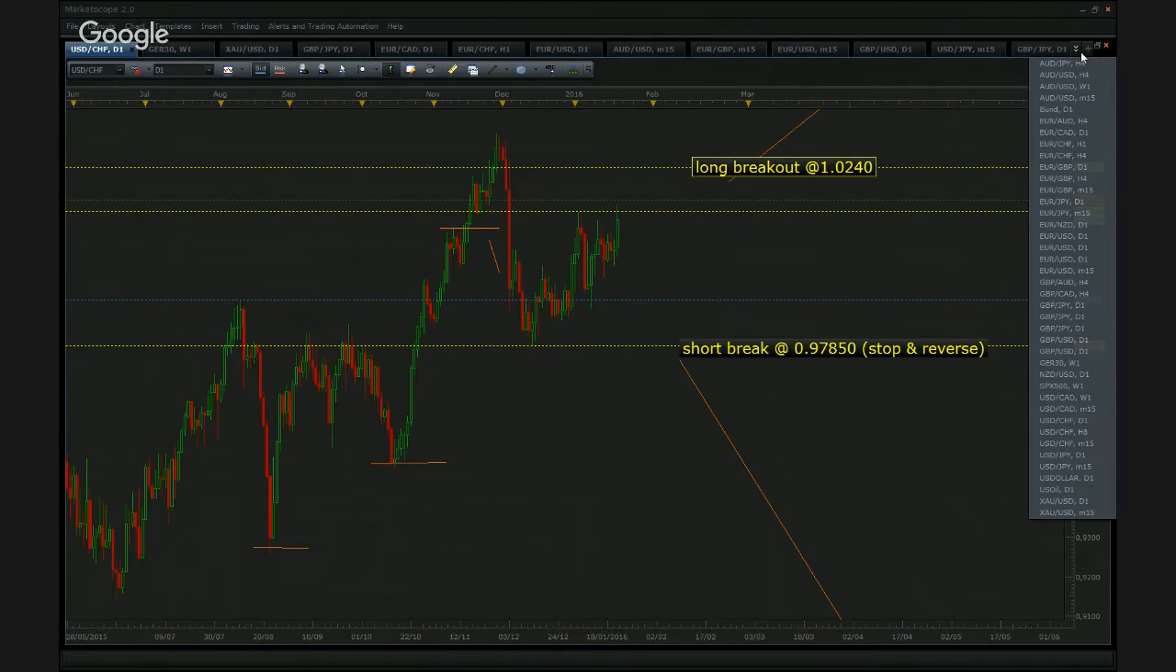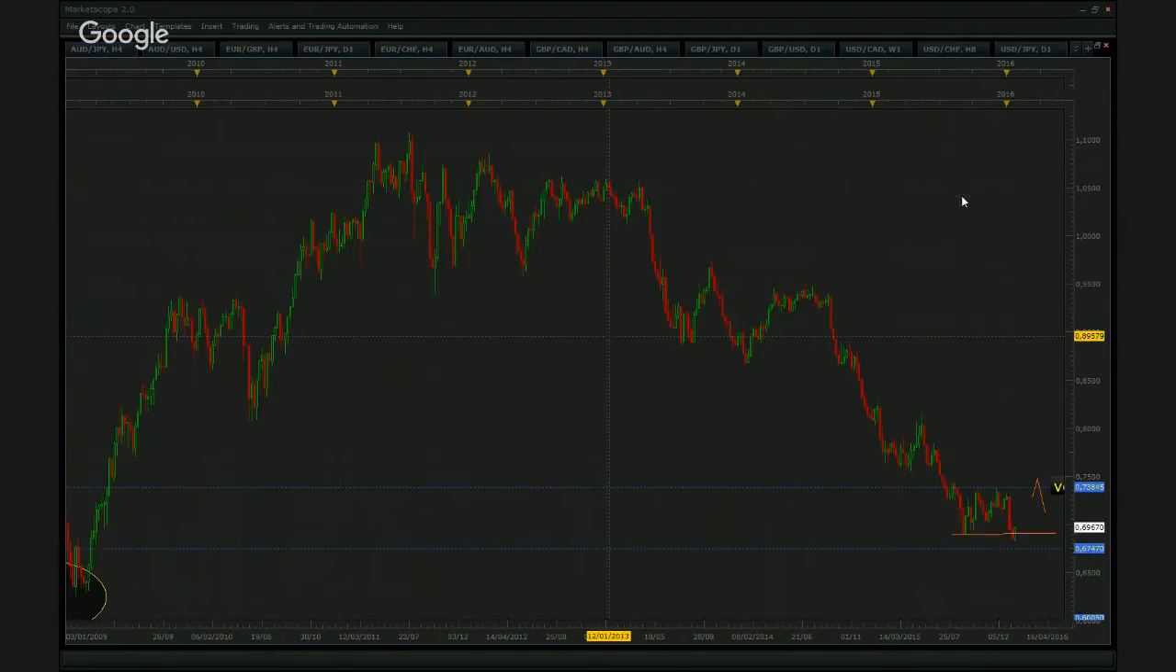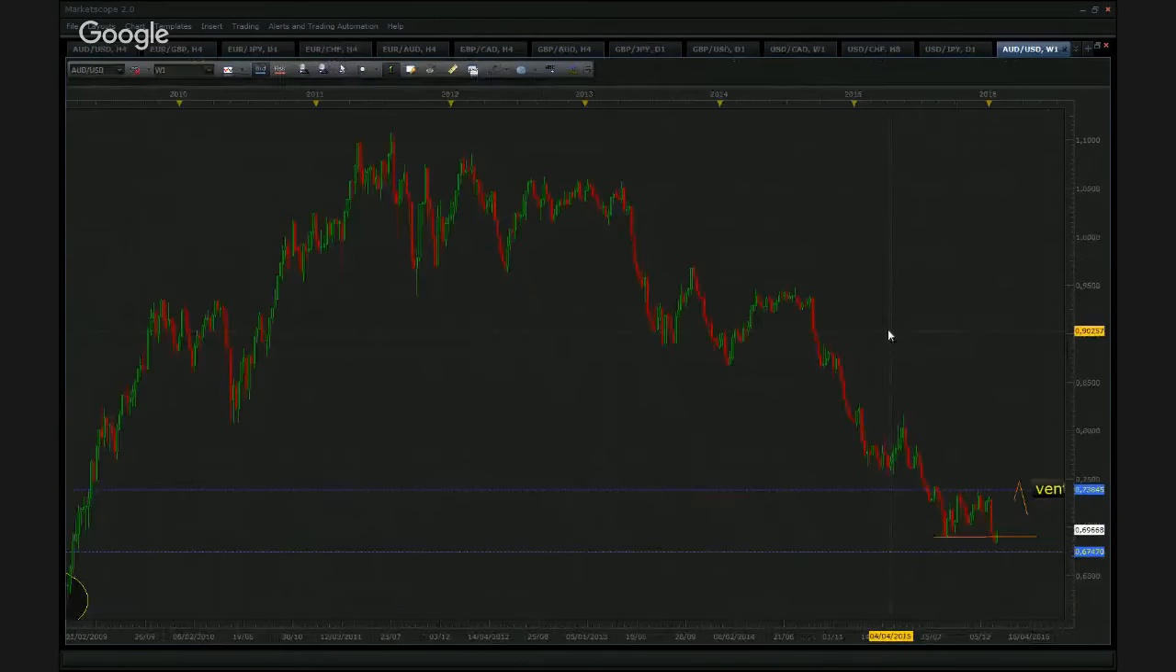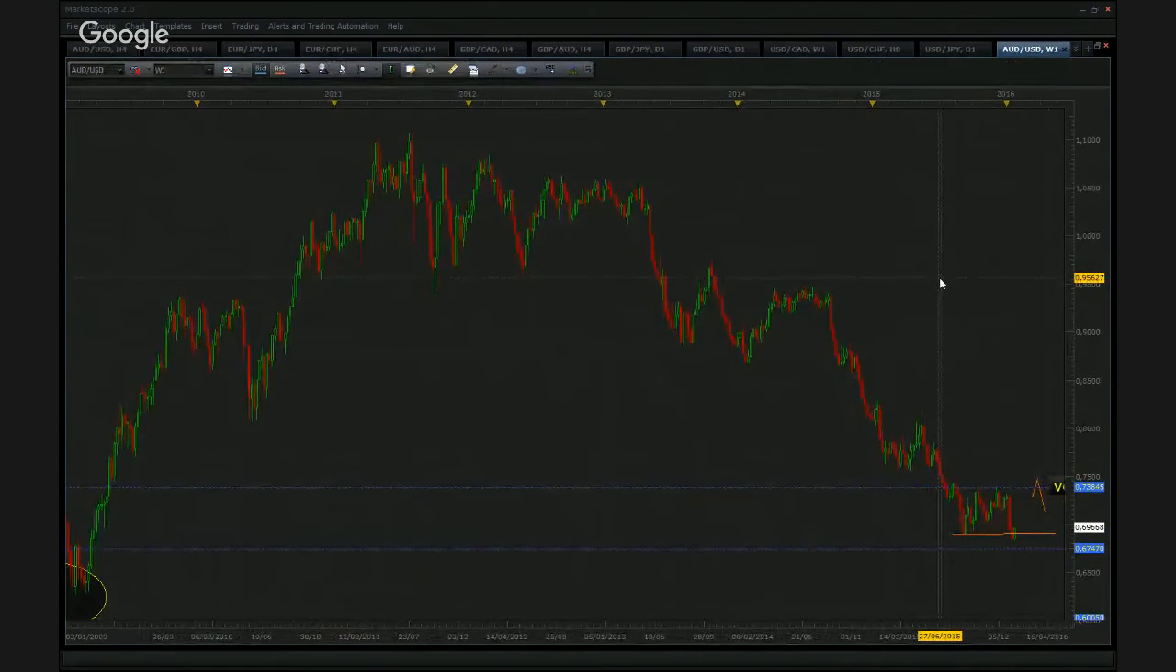So dollar yen, dollar CAD, dollar Swiss have been done. I'm going to start with the pound dollar, pound yen also. I'm going to do Aussie dollar and Kiwi. Okay, this is Aussie dollar. I'm going to show you this. This is very weak.